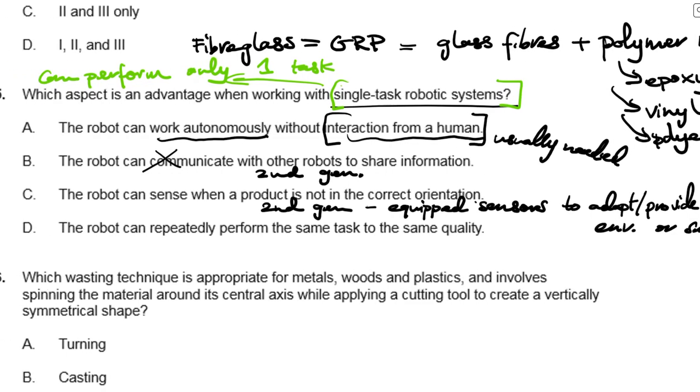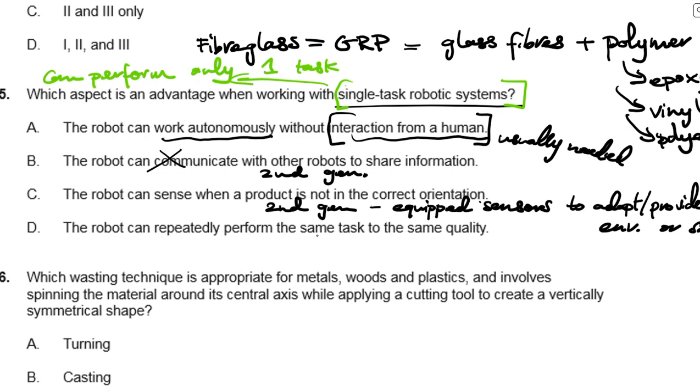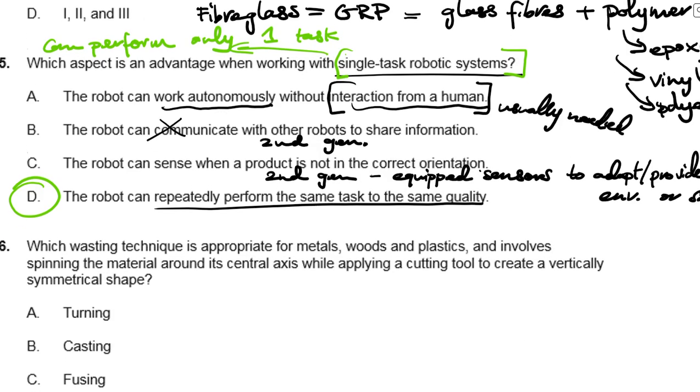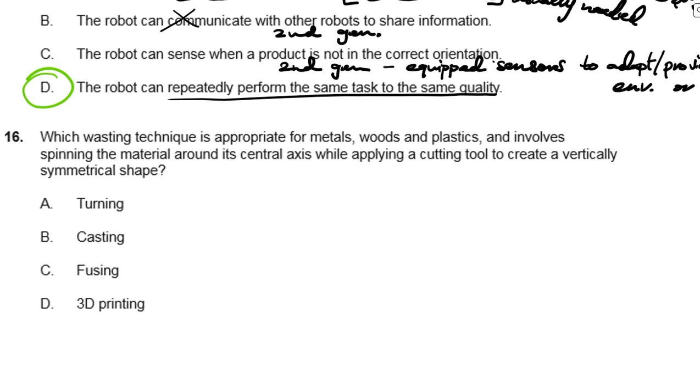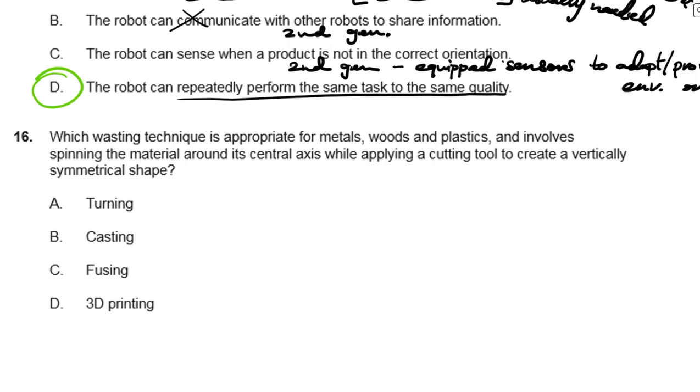And next is, the robot can repeatedly perform the same task to the same quality. That is exactly what we just said, right? Can perform only one task to the exact same quality. There's no variation, right? That is why we want to use a single task robot for simple tasks that maybe don't need to be too high quality or need to adapt to surroundings.